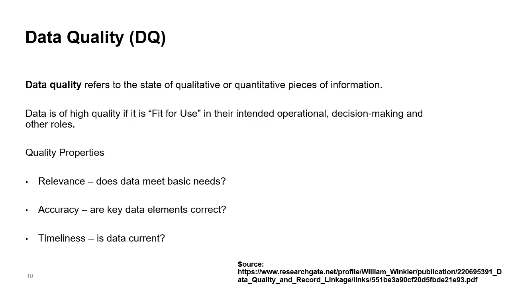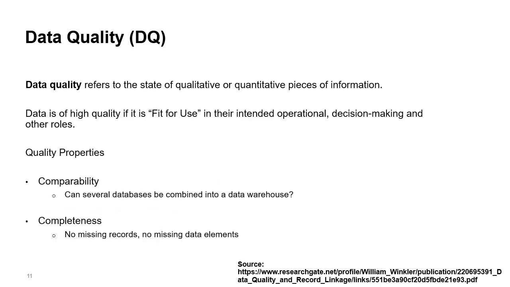Which customers will buy certain products in a grocery store? Which customers bought products: 1. This week, 2. 12 months ago, and 3. 24 months ago. Timeliness. How current do public opinion polls need to be to accurately predict election results? Comparability. Can several databases be combined into a data warehouse?